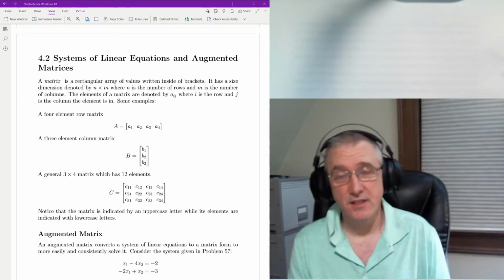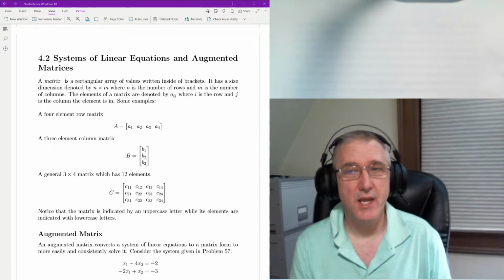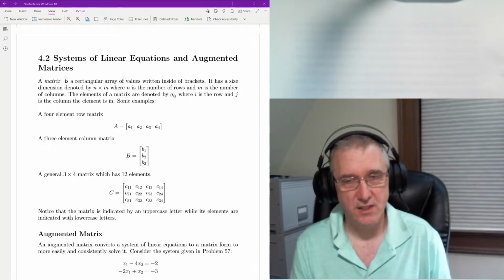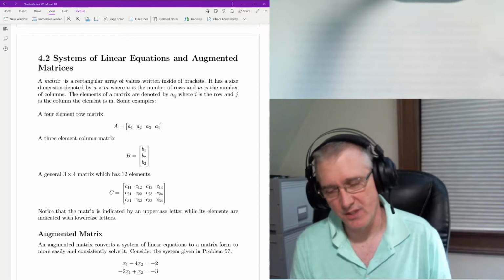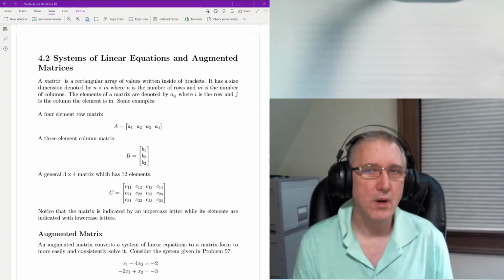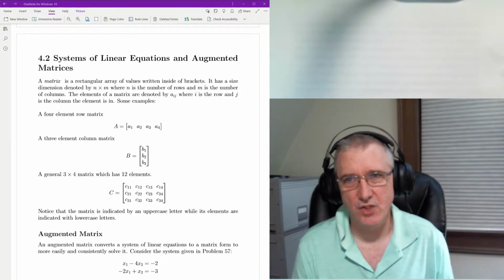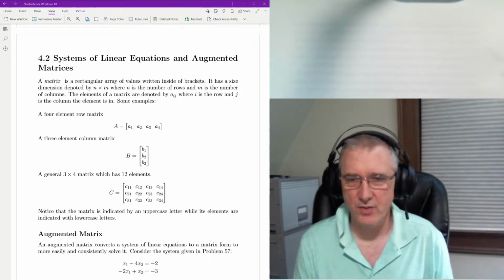Hello, this is Lecture 2, Part B, Systems of Linear Equations and Augmented Matrices. Let's learn a little bit about matrices. I'm not sure how many of you have seen matrices before, but I think it is important to have. It is definitely something that gets used. It's part of linear algebra.